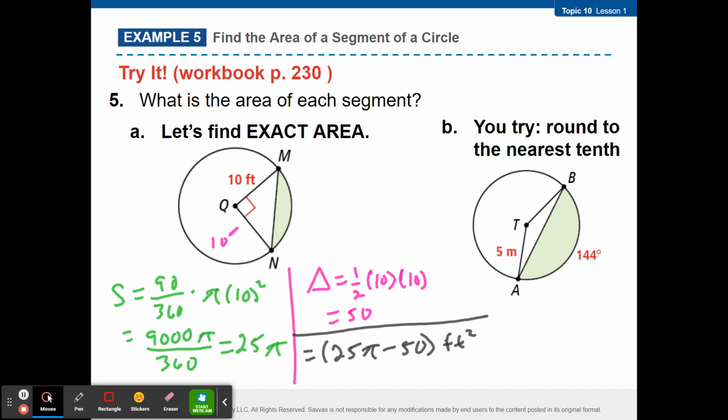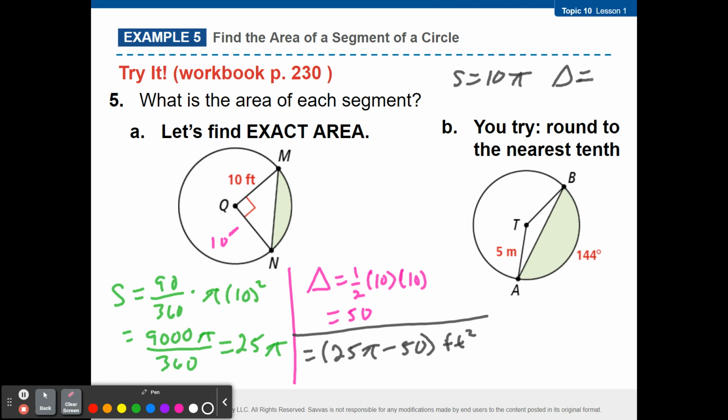How are we doing? Who's got the answer? Leanne, I think you got it. You got the sector? What's the area of the sector? 10 pi. Good. So the area of the sector is 10 pi. How about the area of the triangle? Now that you had to get a decimal, there's no way around that.